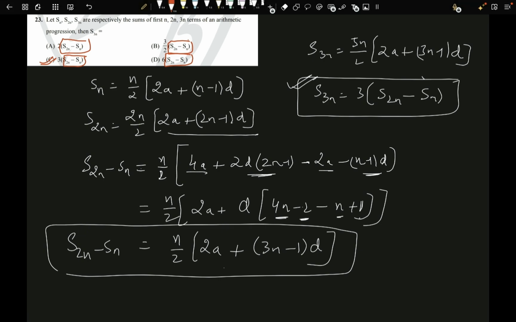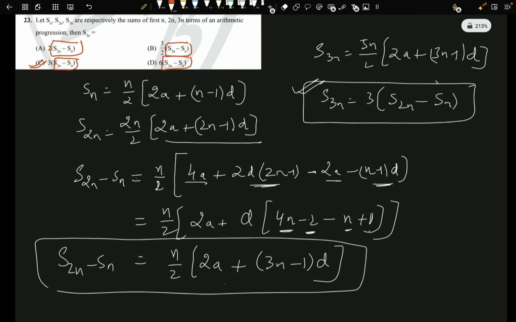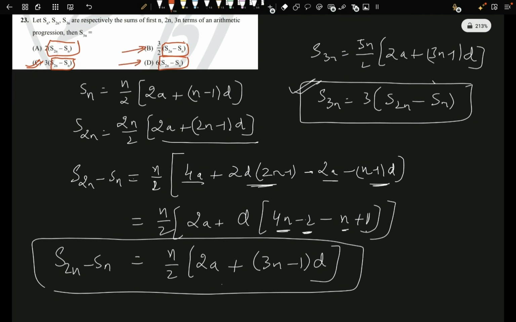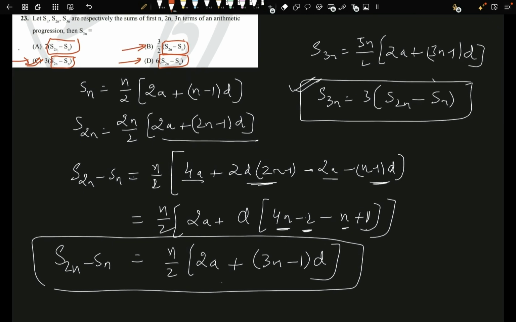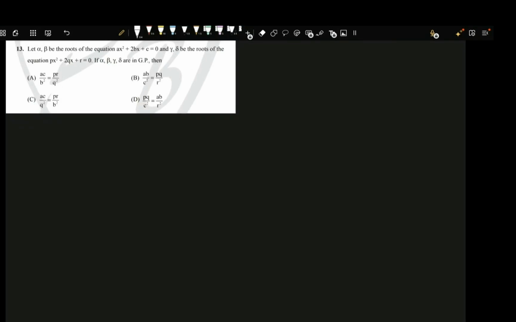So this is the first question. It was a pretty easy question because the options were easy. We clearly knew what to do. We have to subtract S2n and Sn. So we have a pretty straightforward question. Let's go to the next one. Okay, now let's move to the second question.